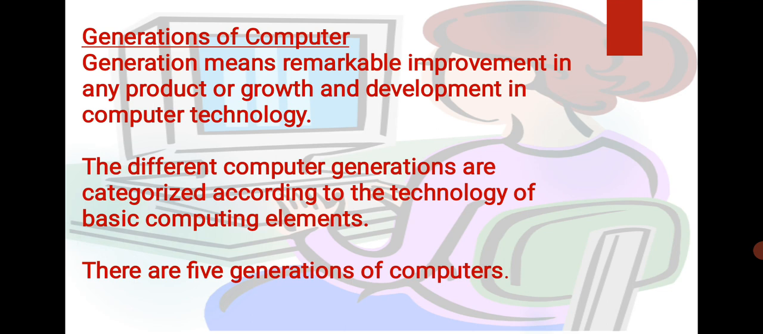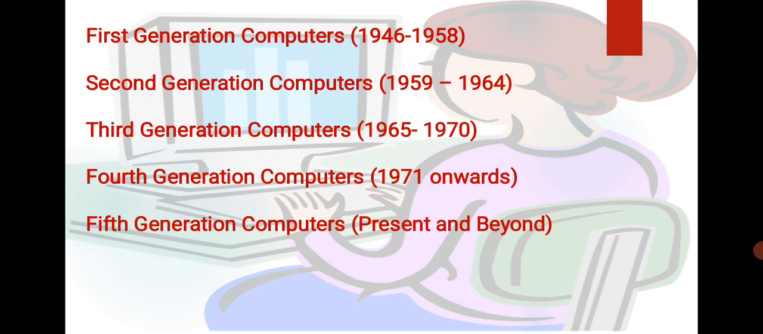The different computer generations are categorized according to the technology of basic computing elements. There are 5 generations of computer. First generation computers 1946 to 1958. Second generation computers 1959 to 1964. Third generation computers 1965 to 1970. The fourth generation computers 1971 and onwards. Fifth generation computers present and beyond.